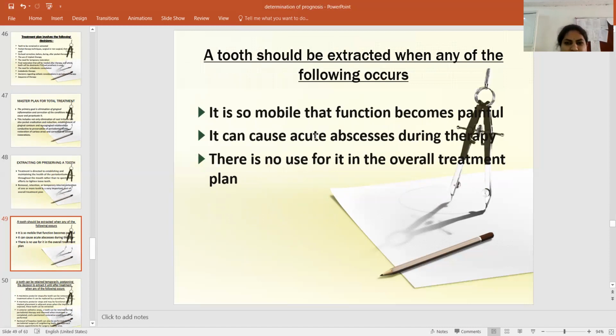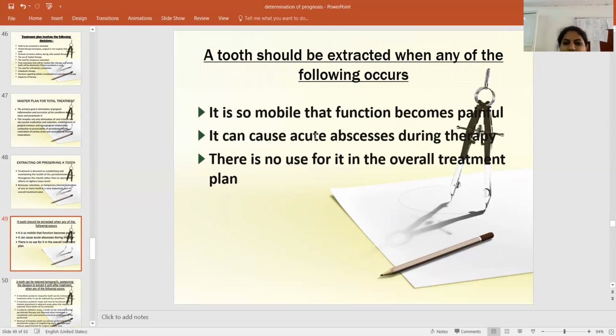A tooth which is to be extracted is one that is mobile and whose function has become painful. Mobility you can divide into grades: grade 1 mobility, grade 2 mobility, and grade 3 mobility. In simple language, grade 1 mobility is mobility in only one direction, either only in the buccolingual direction or only in the mesiodistal direction. But if mobility is in all four directions, buccolingual plus mesiodistal, it is grade 2. And in grade 3, there is axial displacement of the tooth also, apical also. It can be pressed in the socket.